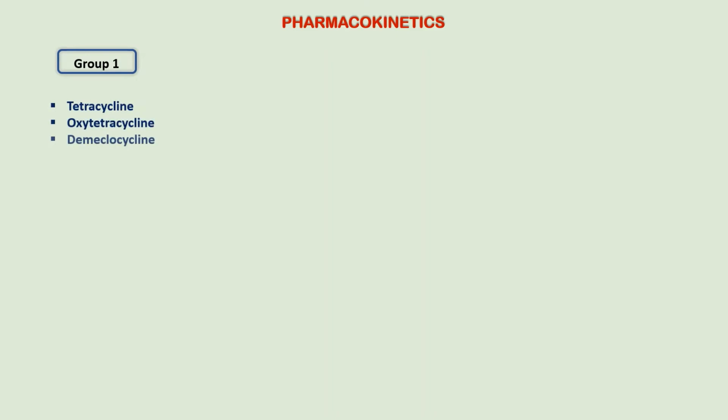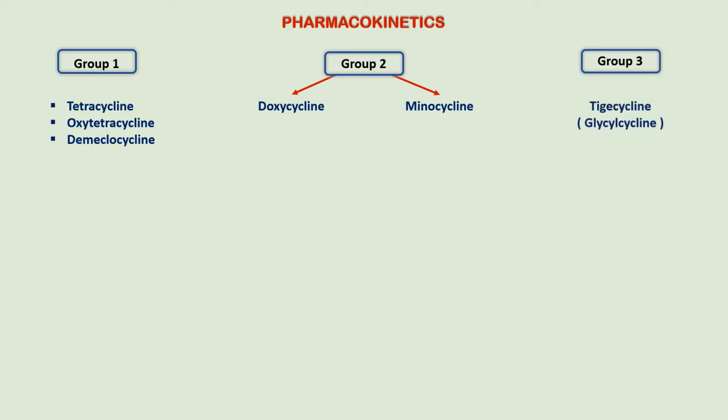To make their pharmacokinetics easy to remember, we will divide them into 3 groups. Group 1 will include drugs like tetracycline, oxytetracycline and demeclocycline. Group 2 will include doxycycline and minocycline. Group 3 will include tigecycline, which is actually a glycylcycline derivative.